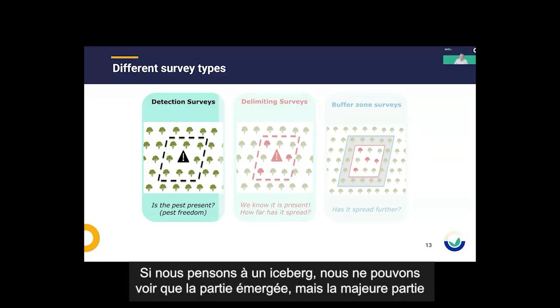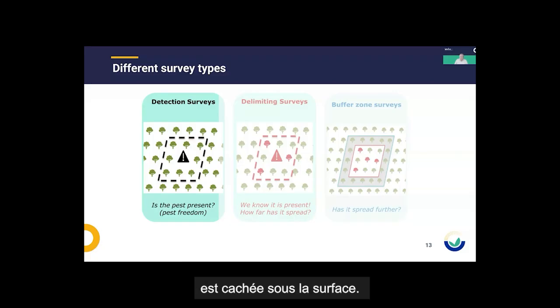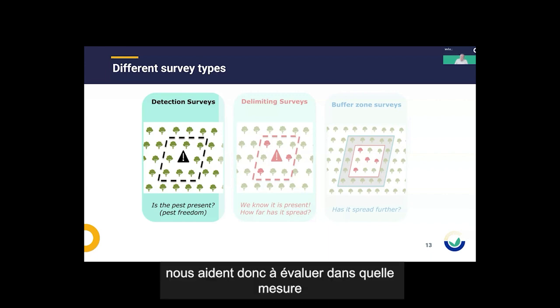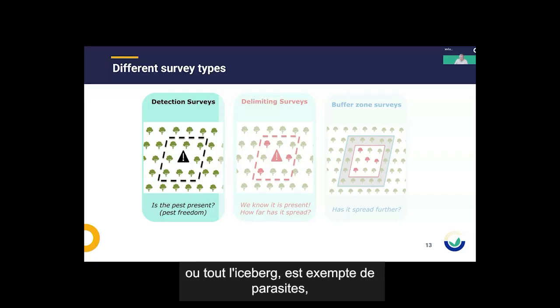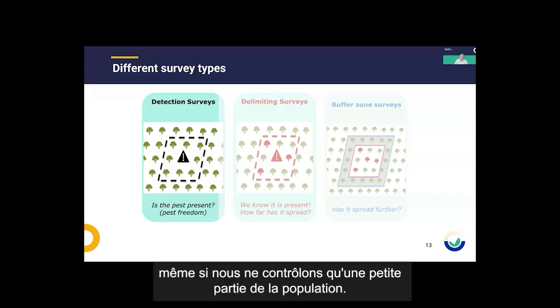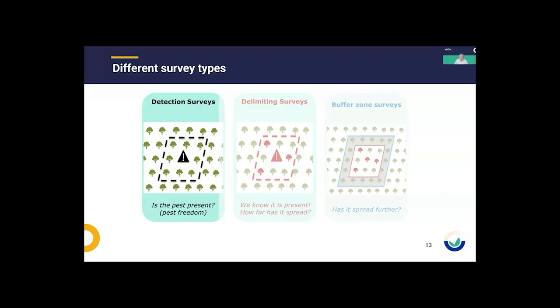So we can think of an iceberg. We only see the tip, but most of the iceberg is hidden to us. Therefore, statistics help us to measure how confident we can be that the whole area, the whole iceberg, is pest-free, even if we only check a small part of this population.